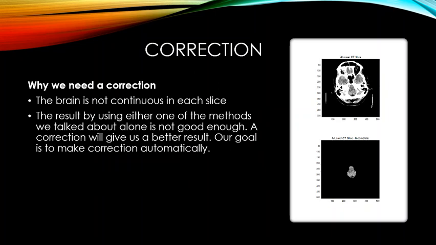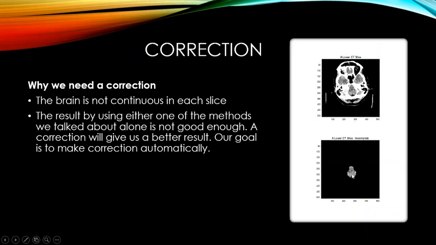So something that we found that we needed to implement in this evaluation was a correction. As we implemented these methods, we found that since the brain is not continuous in each slice, you can see in this slice that we actually have four or six parts of the brain, here, here, here, here, here, and here.